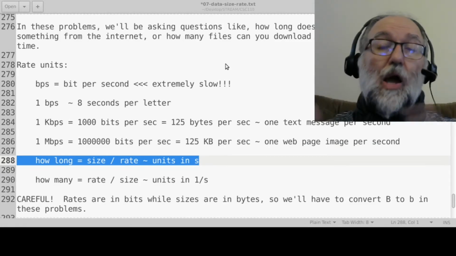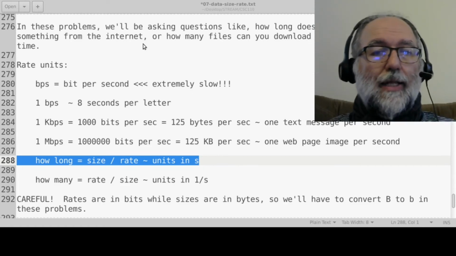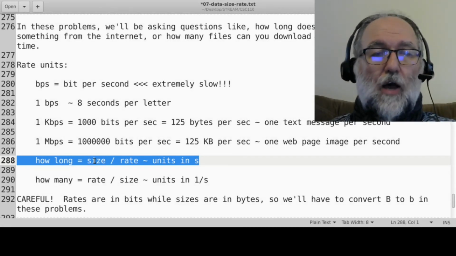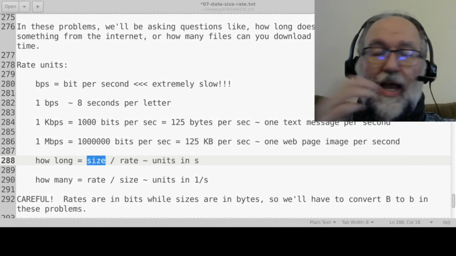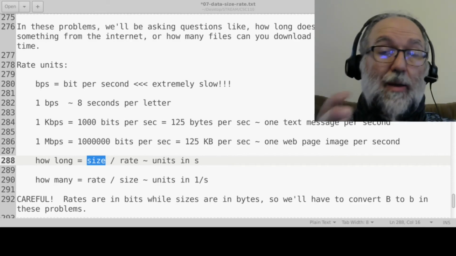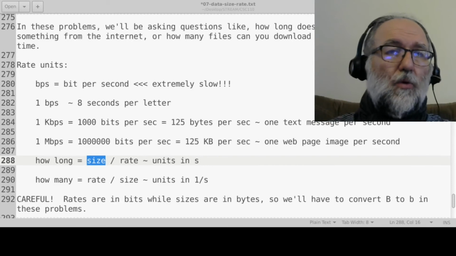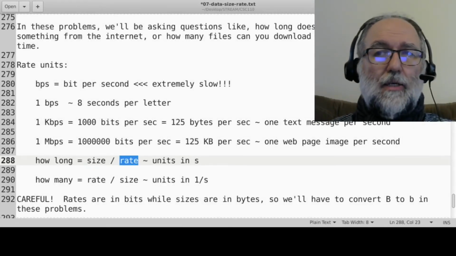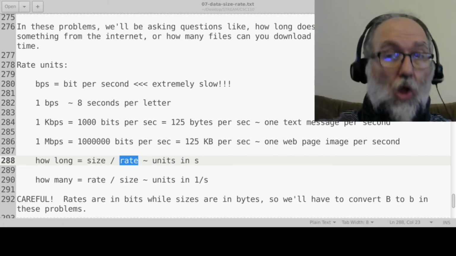Okay, so if I say to you, how long does it take to download this movie? How long? Then the way you want to solve those problems is you take the size of the file, or the size of whatever it is that you want to download, because it might be more than one file. You just take the total size, all the data that you want to download, and you divide it by the rate. So if you do size divided by rate, that answers questions about how long it takes to download something.